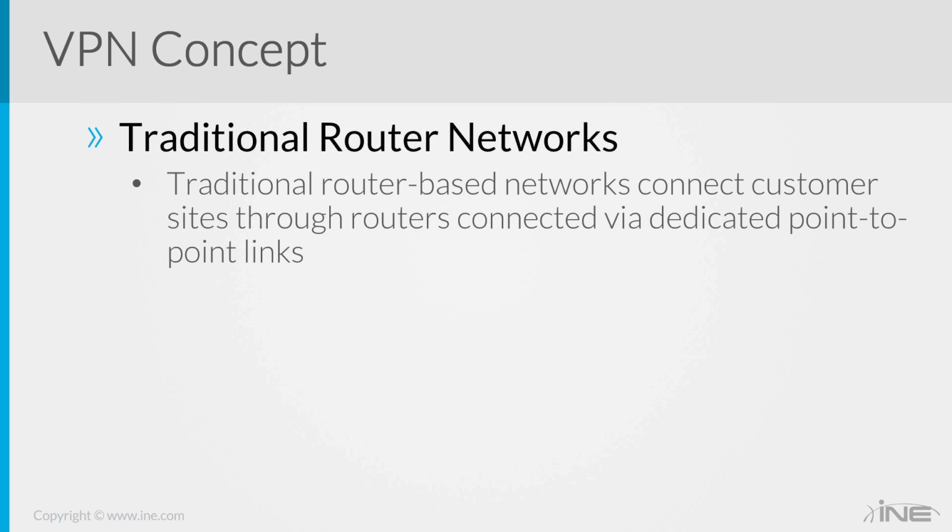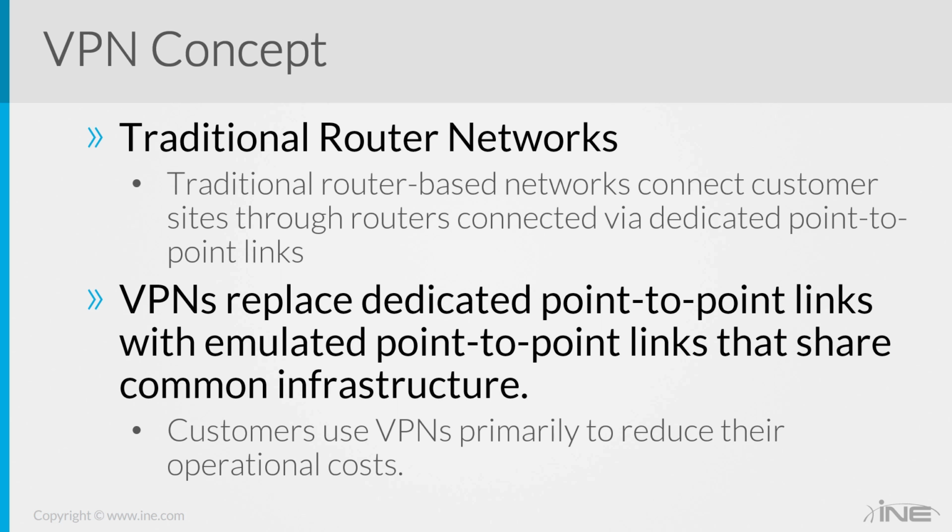Now, in our VPN concept, we need to take a look at the traditional router networks. Traditional router-based networks connect customer sites through routers connected via dedicated point-to-point links. That definitely does work, and for a very, very long time it was the de facto standard of getting stuff done. VPNs replace dedicated point-to-point links with emulated point-to-point links that share common infrastructure. So you no longer have to go out and have a trenched cable between your two locations. You still can do that. It's more or less available, but it's easier for providers to scale quickly by having VPNs in play.